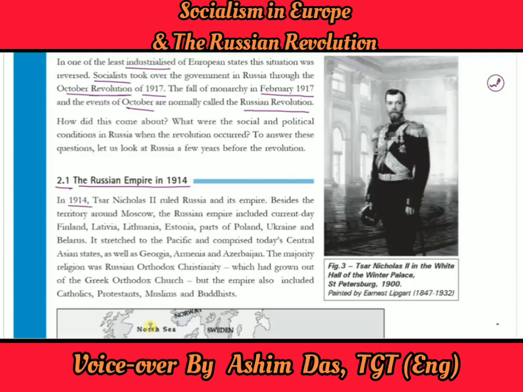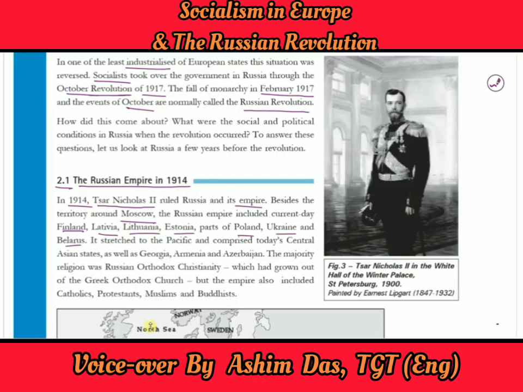Unit 2.1, the Russian Empire in 1914. As you know, in 1914, when the First World War began, Tsar Nicholas II was the king and he ruled Russia and its empire. Besides the territory around Moscow, the Russian Empire included current-day Finland, Latvia, Lithuania, Estonia, parts of Poland, Ukraine, and Belarus.